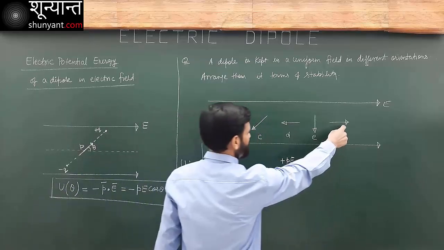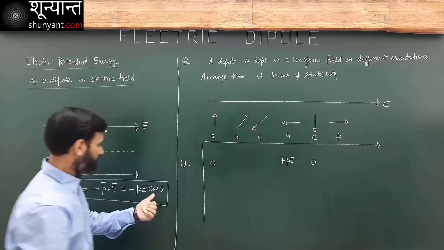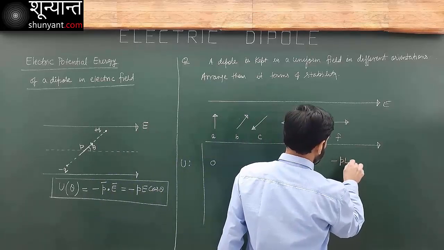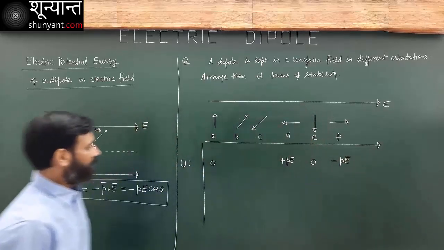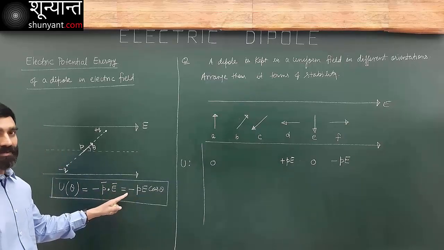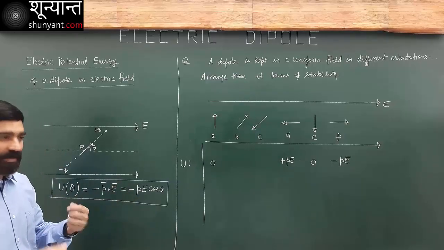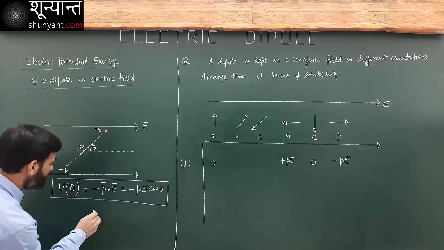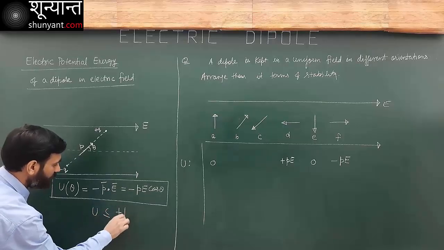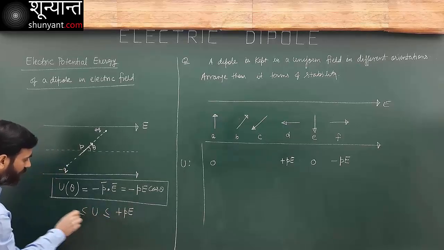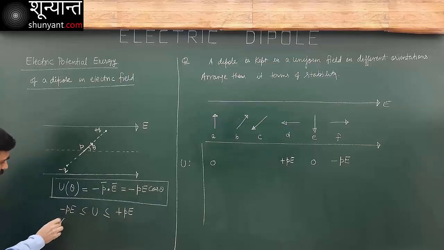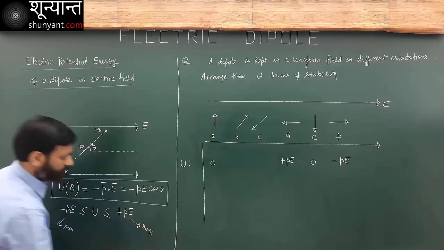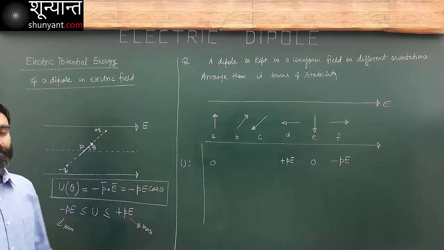What about this? What is the angle? It is 0, both are in the same direction. So cos 0 is 1, so minus PE. What can be the potential energy of any dipole? What will be the range? Cos theta can be between minus 1 and plus 1. That means this energy can be between plus PE and minus PE. This is minimum and this is maximum.